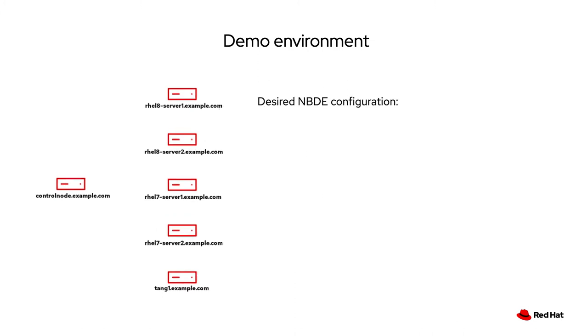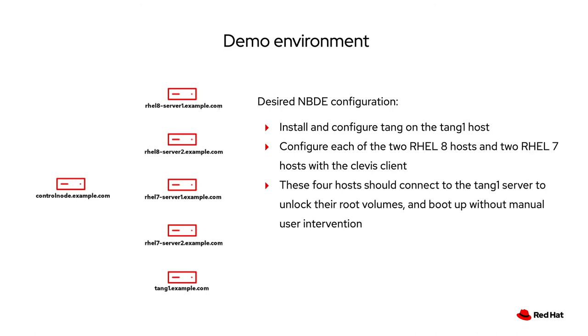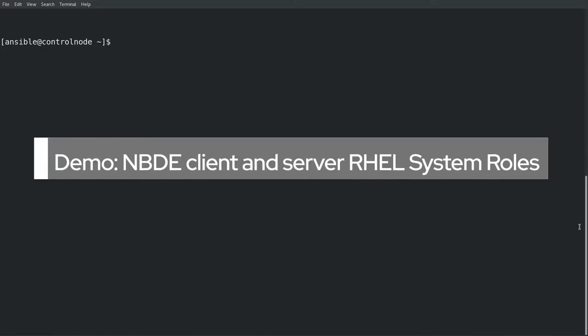booting. My desired NBDE configuration for the environment is having Tang installed and configured on the tang1 host. I would also like to have the Clevis client installed and configured on the 2 RHEL 8 and 2 RHEL 7 managed nodes. And finally, I'd like these 4 hosts to connect to the tang1 server to unlock the root volumes so that they can boot up without manual user intervention. Now that we've outlined the demo environment and our desired configuration, let's get into the demo.